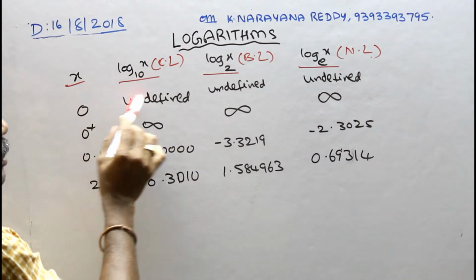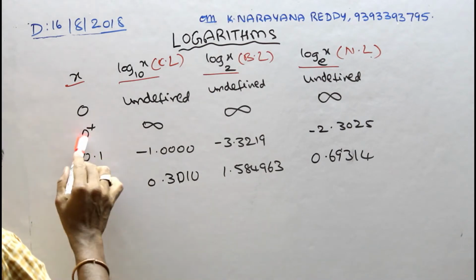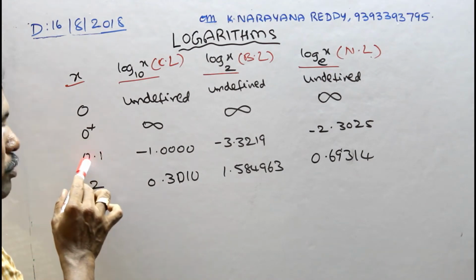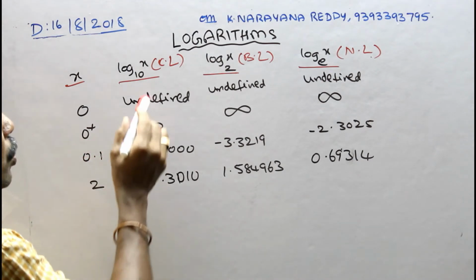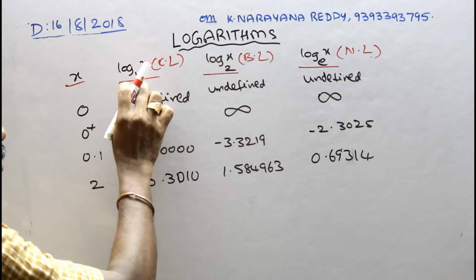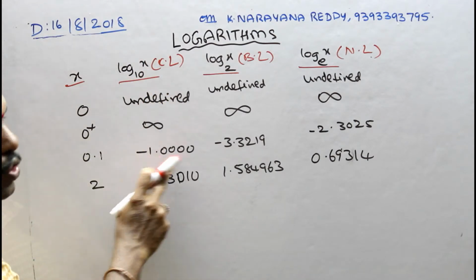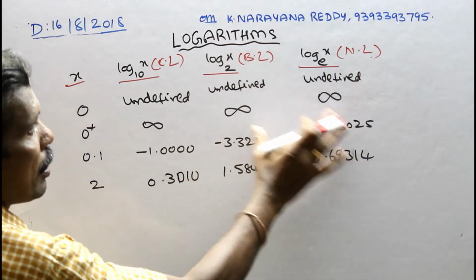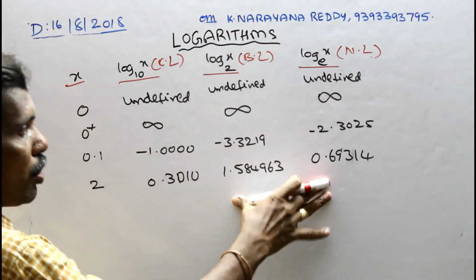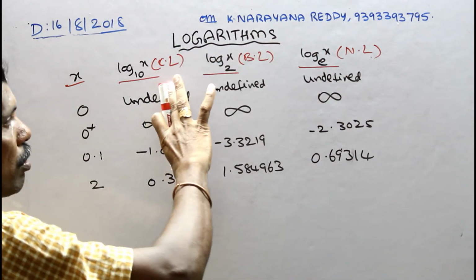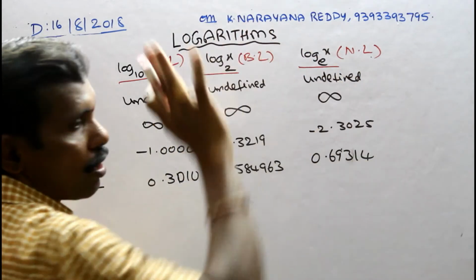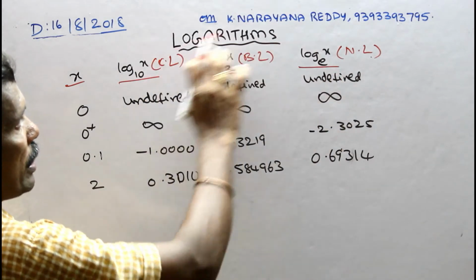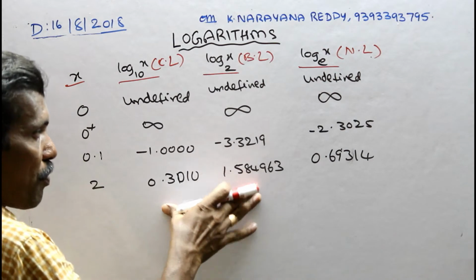Okay, so log x to the base 10, that is common logarithm. Whenever the value is 0, that is undefined. Whenever it is 0 plus, that is also infinite. Then for 0.1 and so on, we get different values in the common logarithm, binary and natural logarithm. So that is the difference between these three logarithms, which you have to observe.